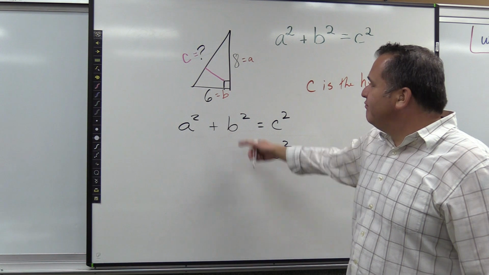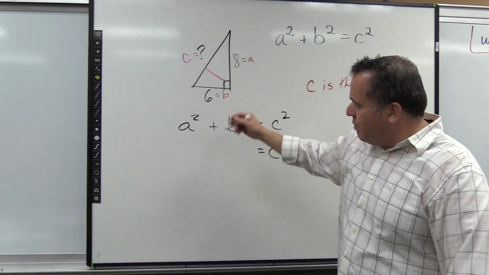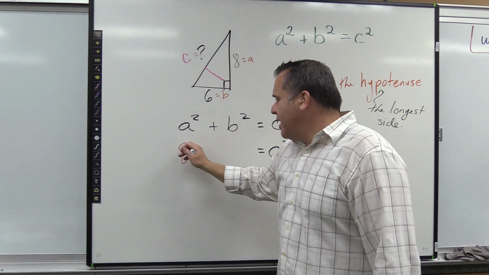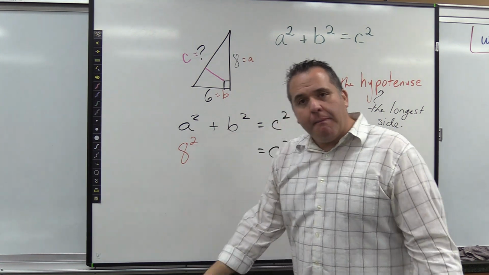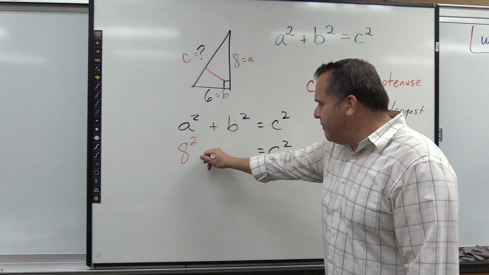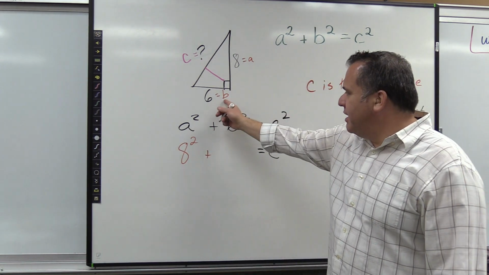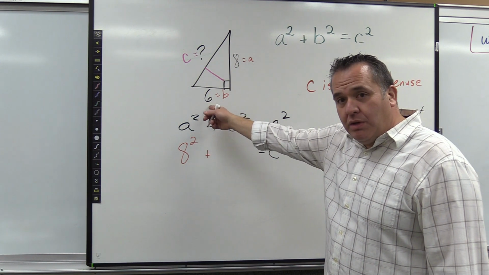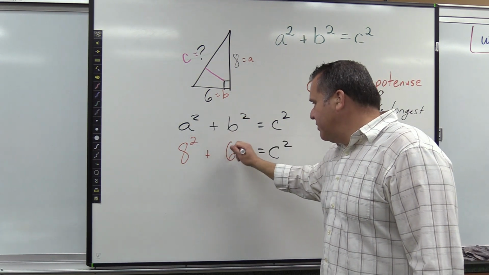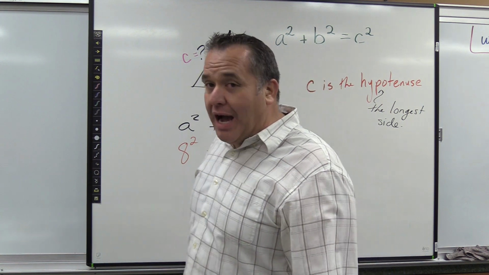What's my A? 8. So I'm going to put 8 here and I'm going to square it. Okay? Then I'm going to put the plus sign down. What about B? There's B. B we said is equal to 6. So we're going to put a 6 here and we're going to square it. Now we got a square.